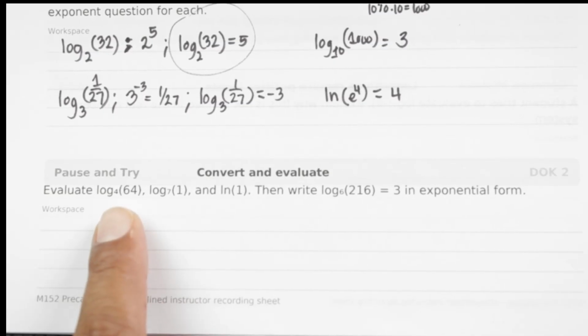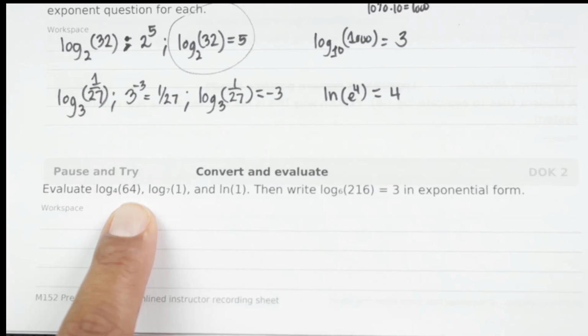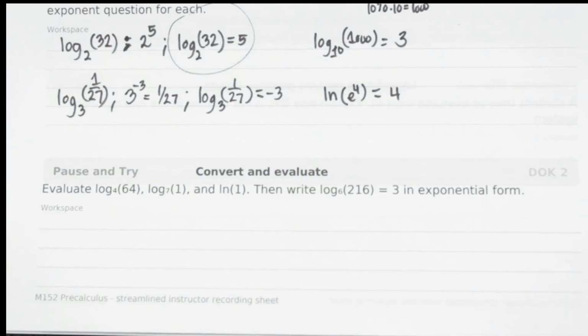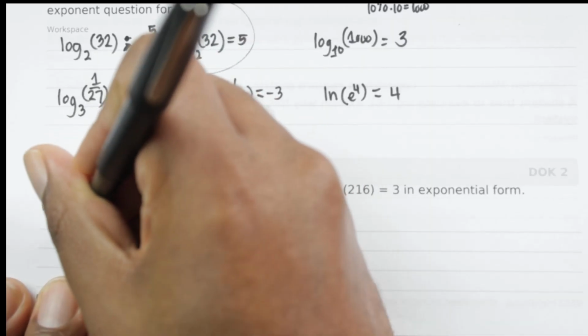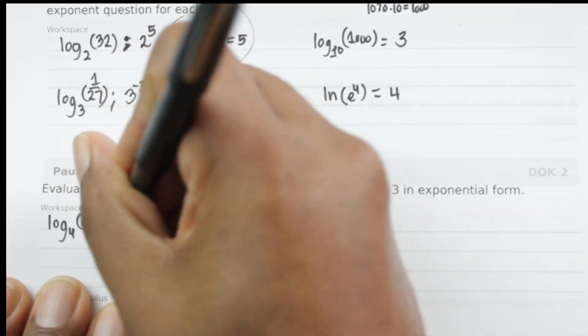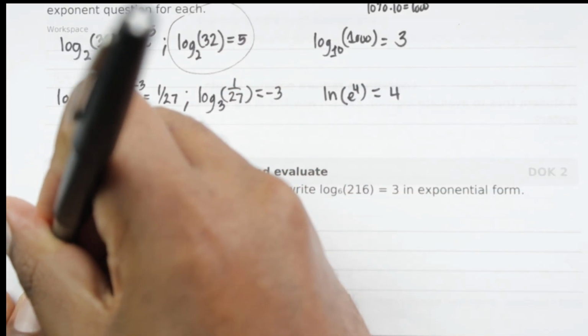Okay, so again, I'm going to start here. What number multiplies by 4 would give me 64? The answer is 3 multiplications. 4 times 4 is 16, and 16 times 4 would give us 64. So log base 4 of 64 is going to equal 3, because 4 raised to the third power is 64.